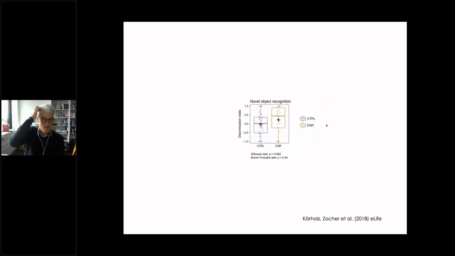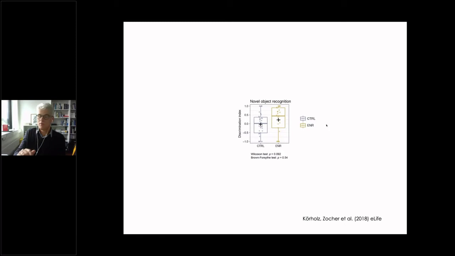So when you look here, for example, at the learning of the task, the object recognition itself in the enriched group, it missed significance, but most of the time you get a significant effect if you do that. But the point is, the variance is big in both cases. So it doesn't seem to be generalizable.